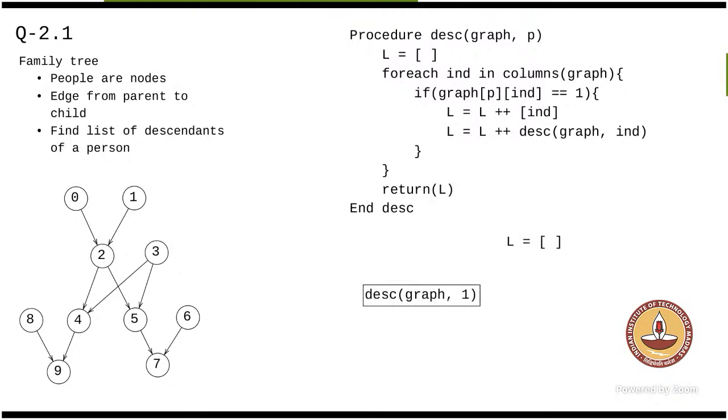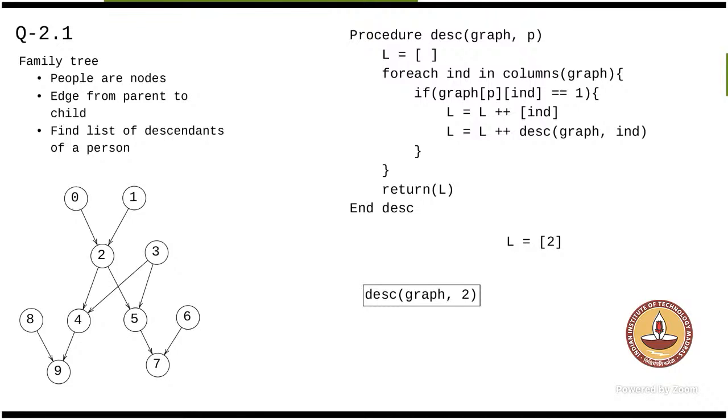Okay, so let's execute this for this graph and see what happens. Now, when you call this on graph comma 1, what will L become in the first instance? L will become L plus 2. L will become 2. You will just have the node 2, and then you call descendants on graph comma 2. Now, what will L become? 4. 2 plus 2 and 4. So it will become 2 comma 4.